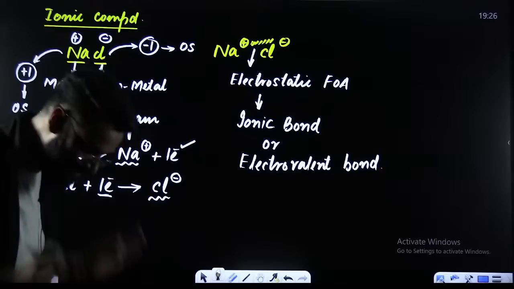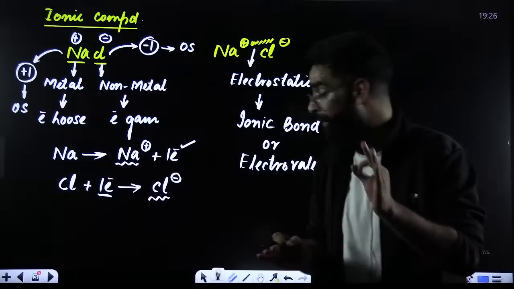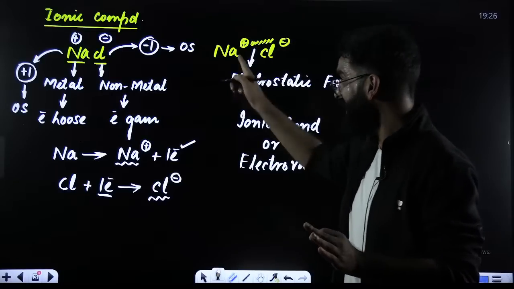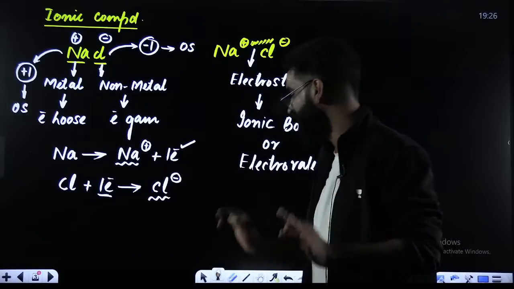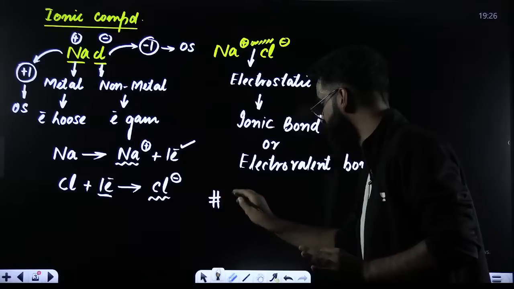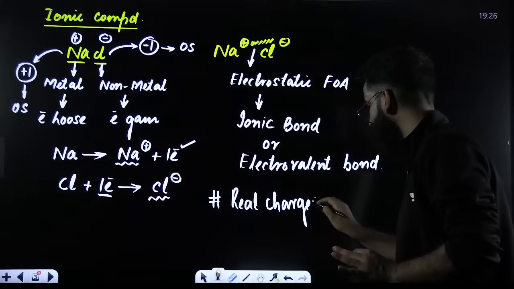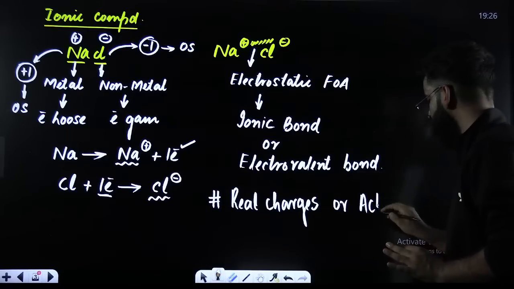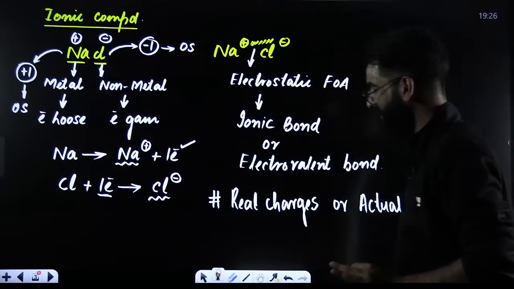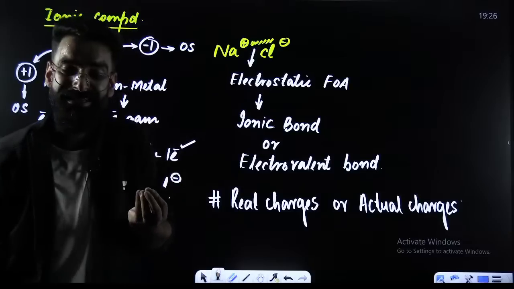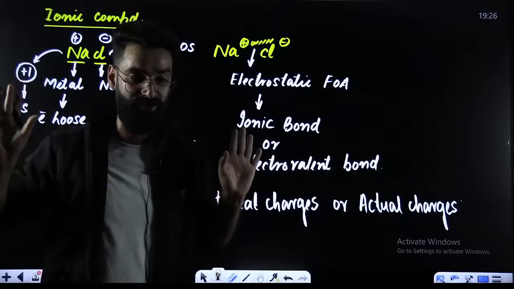Right? And let me tell you, due to complete loss and gain of electrons, whatever charges arise on the atoms, these charges are going to be the real charges. These are the actual charges. So real charges, or you can call them the actual charges, arise on the atoms due to complete loss and gain of electrons.